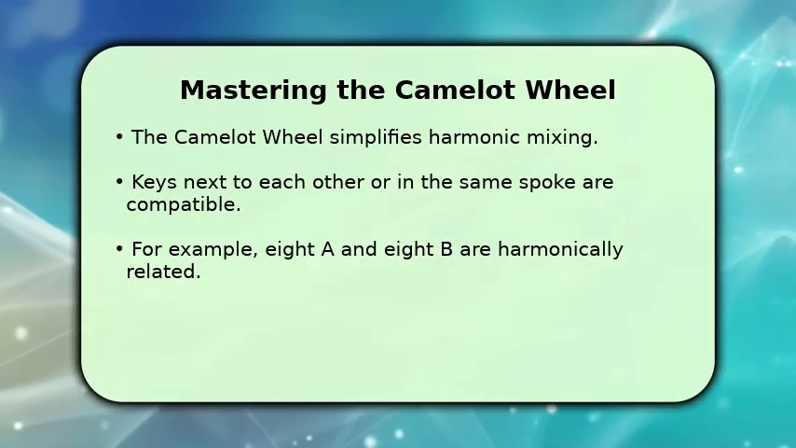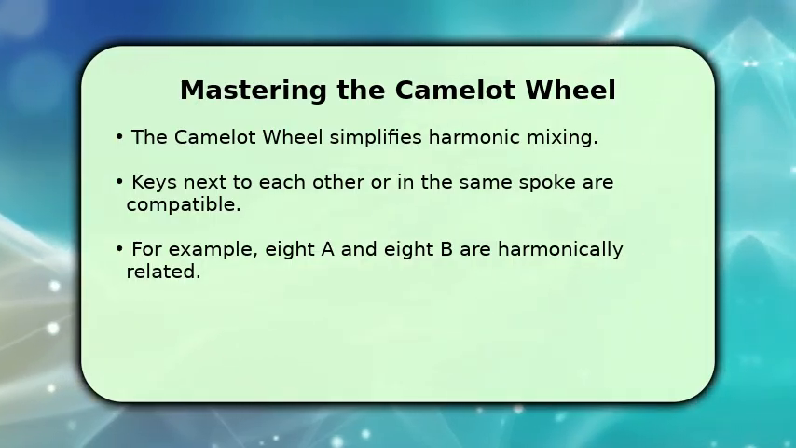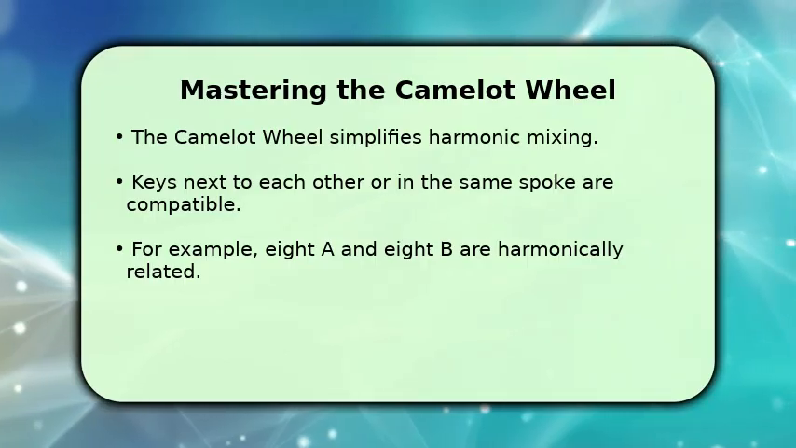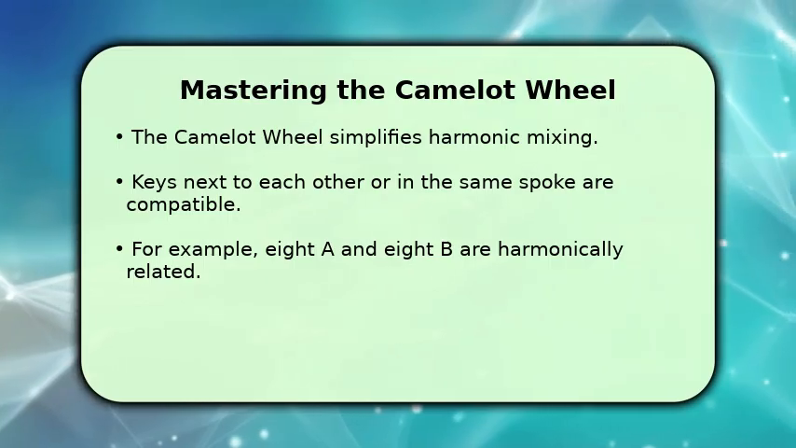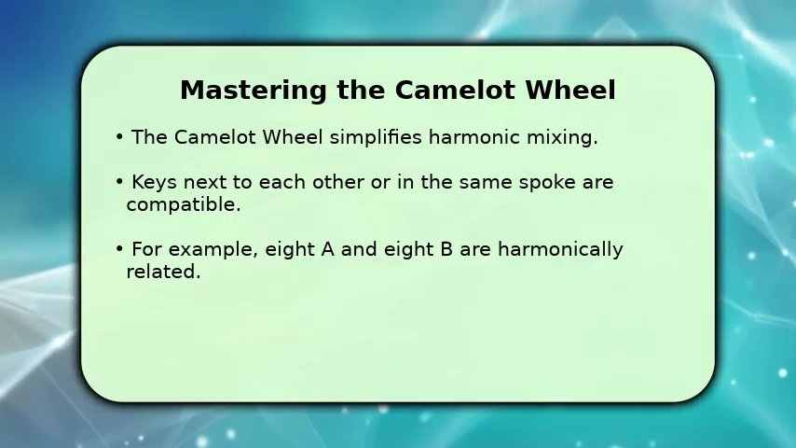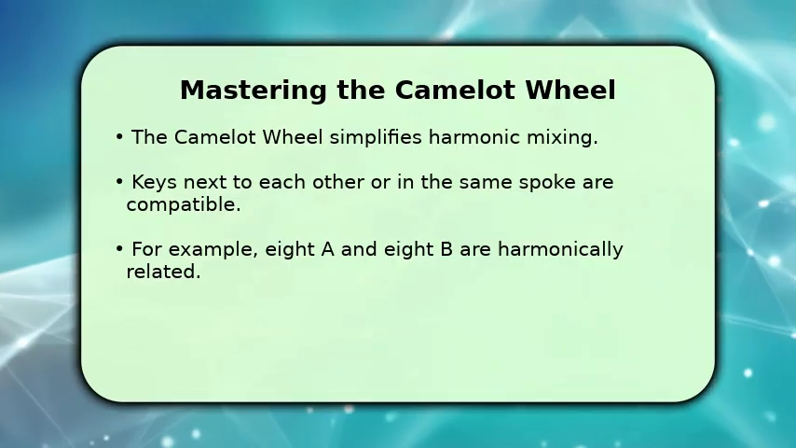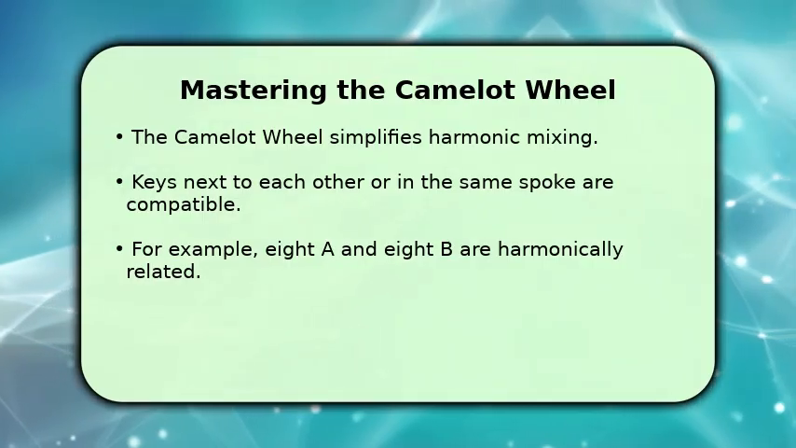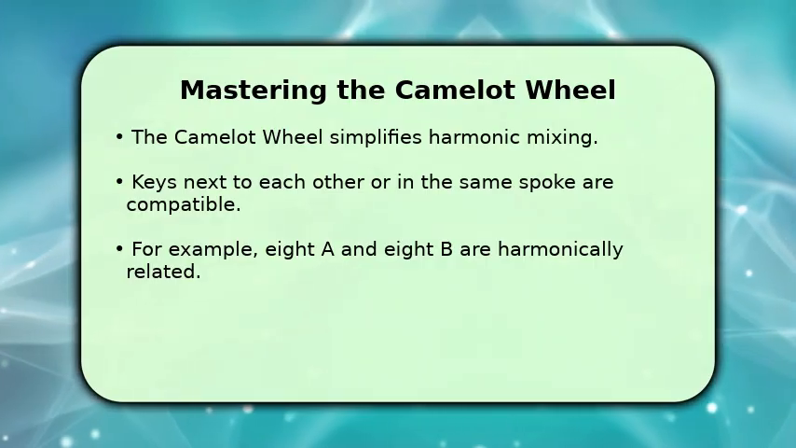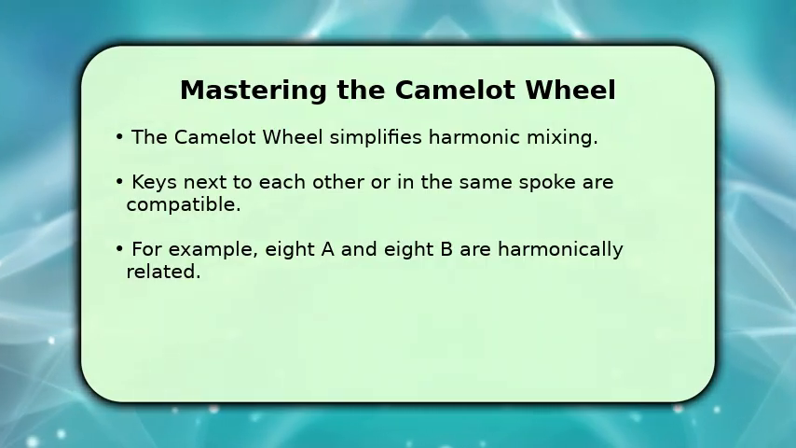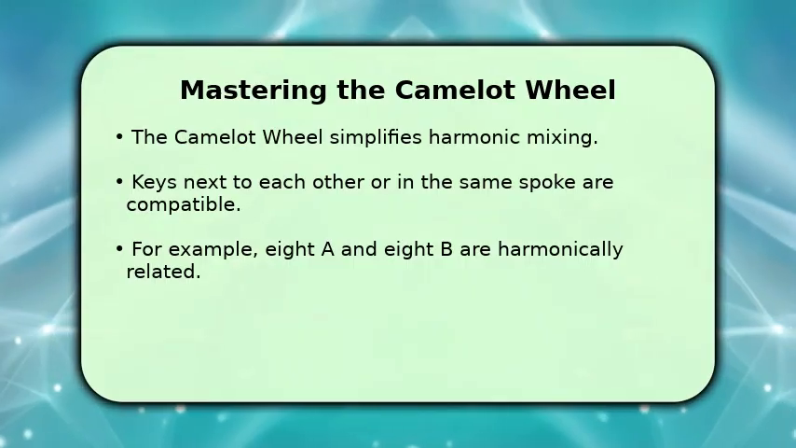It assigns a number and letter to each musical key, making it easy to see which tracks will sound good together. Keys that are adjacent on the wheel, like 8A and 9A, or those sharing the same number with a different letter, such as 8A and 8B, are harmonically compatible. This visual guide helps you build smooth transitions and avoid clashing sounds in your mixes.